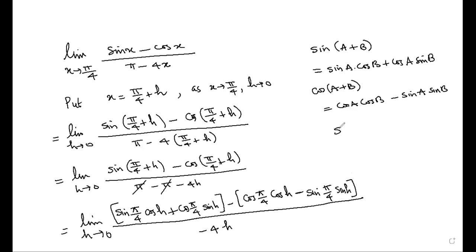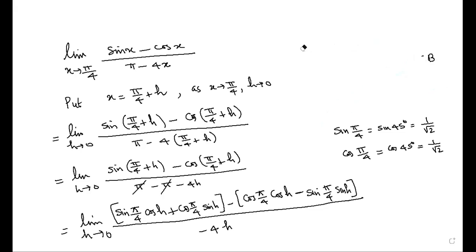Now you must remember sin pi by 4, that means sin 45 degrees, is 1 by root 2. You have to know all these values by heart. Cos pi by 4, cos 45, is 1 by root 2. Now, wherever sin 45 and cos 45 are there, replace them by 1 by root 2. If you replace it, you will see some speciality: the cos terms are getting cancelled.